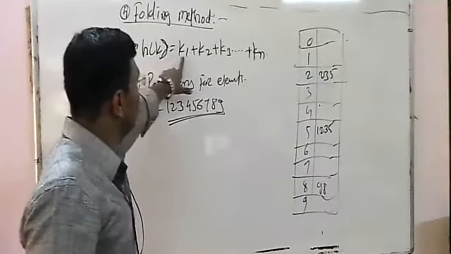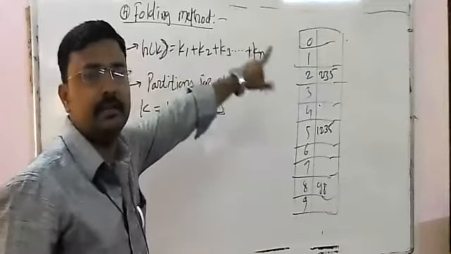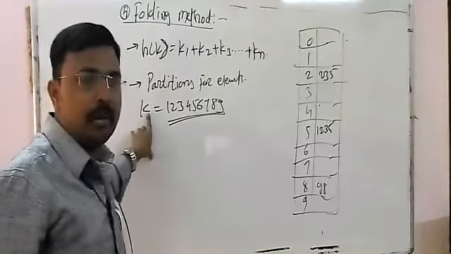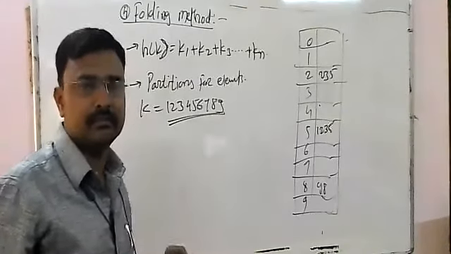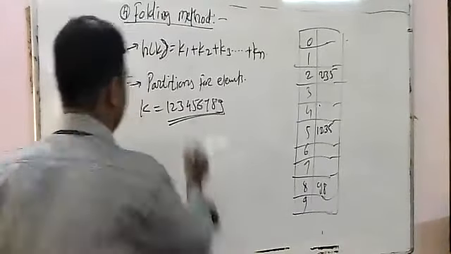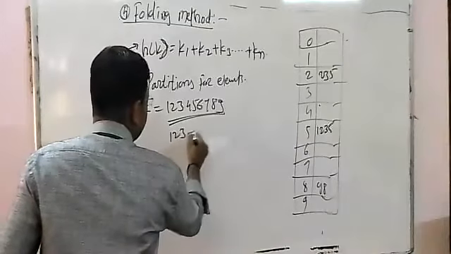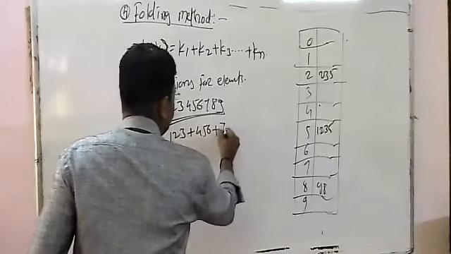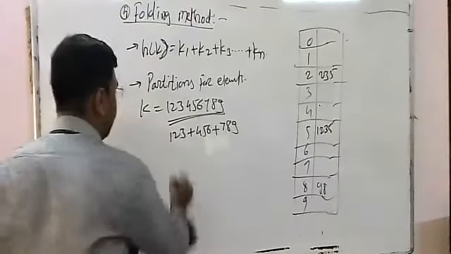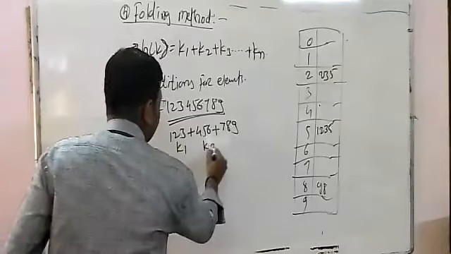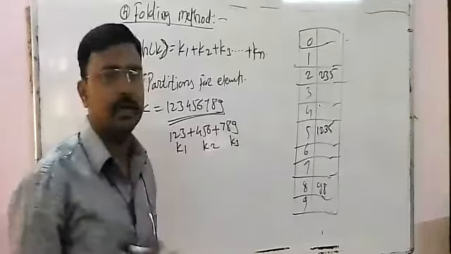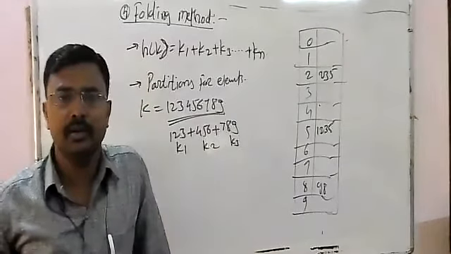H of k is equal to k1 plus k2 plus k3 plus up to kn, which means this key we have to divide into subkeys. For example, see 1, 2, 3 plus 4, 5, 6 plus 7, 8, 9. Like this, you have divided it into K1, K2, K3. Okay.